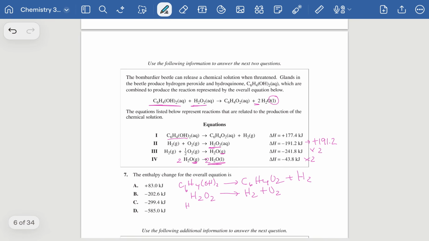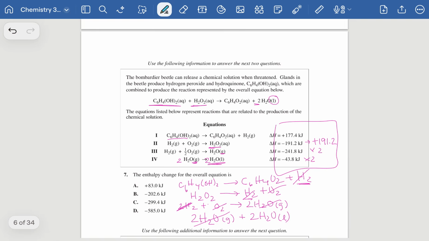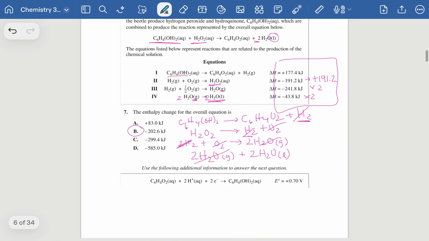So once we do that, we'd have 2H2 plus just 1 O2 to give you 2H2O, and this one is the gas. And then the second one, once we multiply by 2, 2H2O as the gas, plus 2H2O in the liquid state. Now we can see things canceling out nicely. These 2 hydrogens on the product side would cancel with these 2 on the reactant side. O2 cancels, and our gas of water will cancel, and we have everything else we need. So now that we know it will work out to our target, we can go ahead and add all our enthalpies together, and we will see our answer is B.